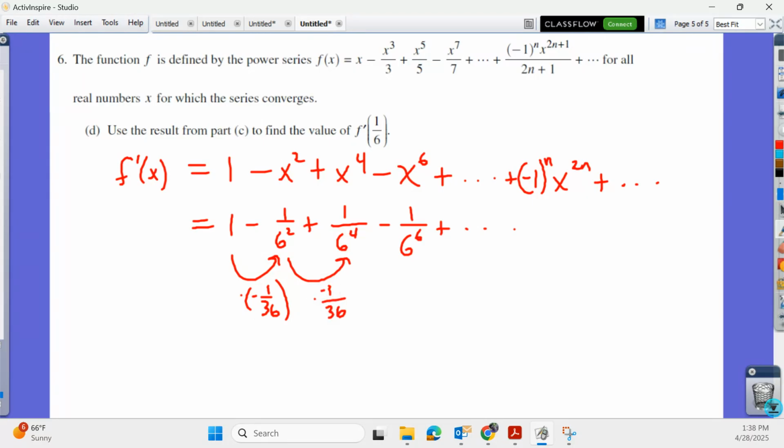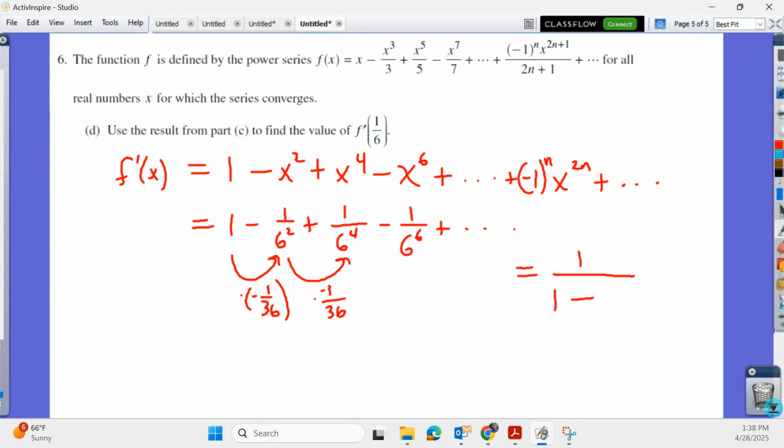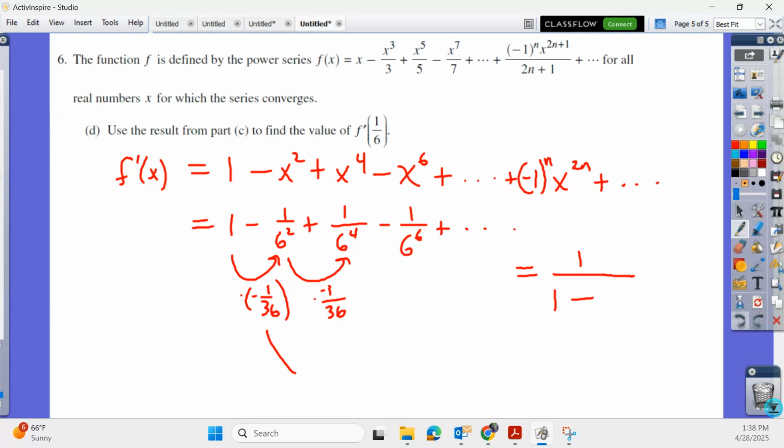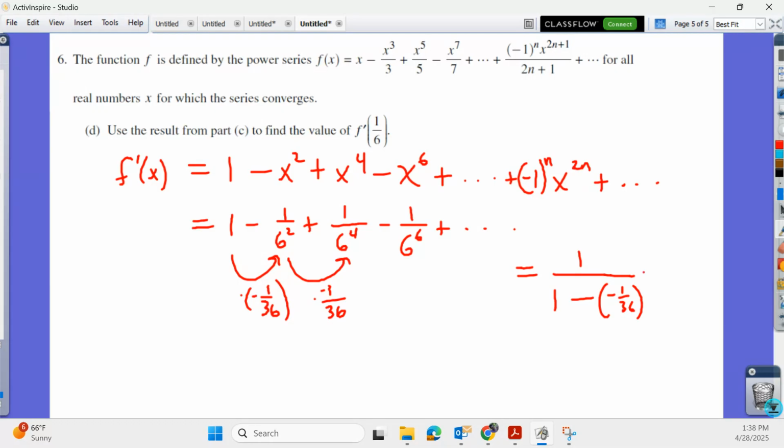Okay, when that happens, that infinite summation is equal to the first term, which in this case is 1, nice and simple, over 1 minus r, that common ratio. So 1 minus negative 1/36. So this is one way to just kind of do it. That's 1 over 1 plus 1/36. That's 36 over 36 plus 1 over 36. So that's 1 over 37 over 36, or 36/37.